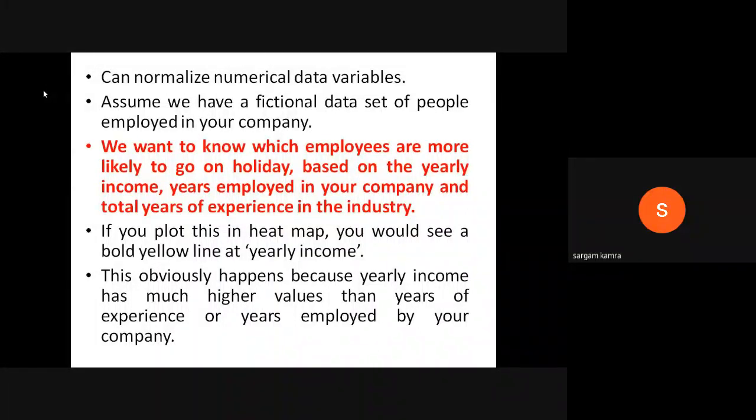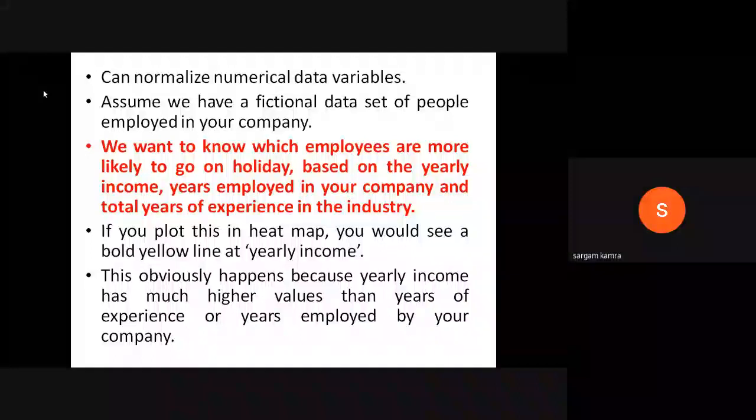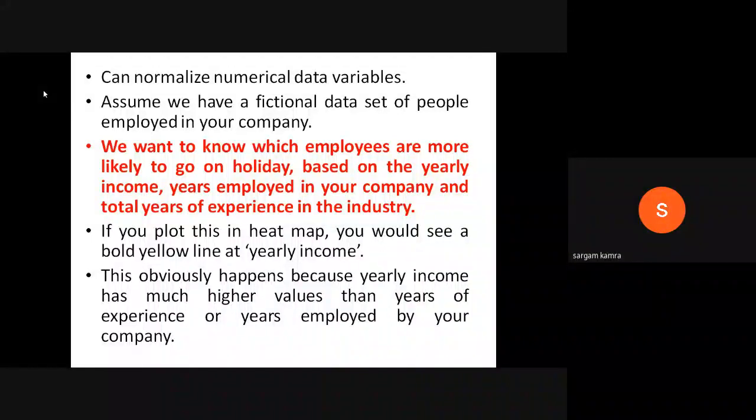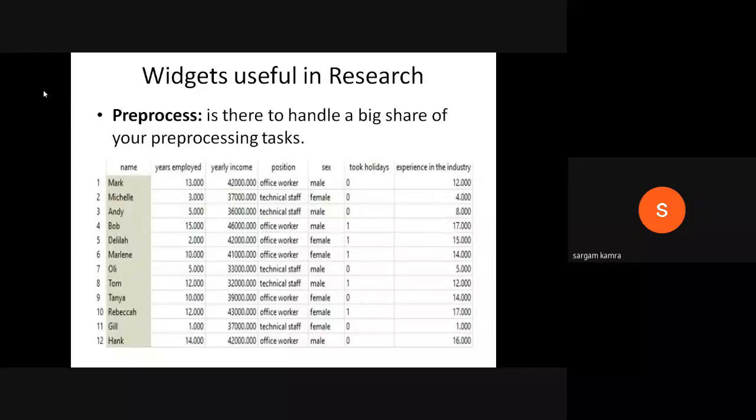What is being done in this example is that we have created one Excel file and we have read this file in Orange. We want to know which employees are more likely to go on holiday based on the yearly income, years employed in the company, and total years of experience in the industry. This data is very tedious. Suppose the company is going to make a rule that some people will be allowed some holidays. For that purpose, we need to do a comparative analysis. For comparative analysis, we need to normalize the data.